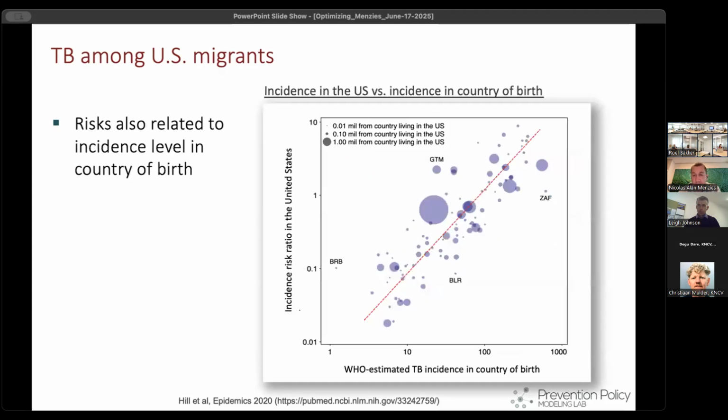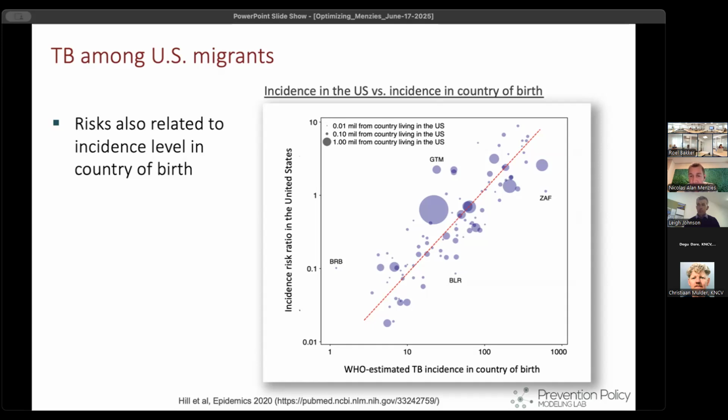Okay, so digging into that in a little bit more detail, here we're looking at plots relating country of birth and TB incidence rates in the country of birth as estimated by the WHO to their TB incidence rates in the United States. And so each dot here is a country. The size of the dot represents the number of individuals living in the United States. So for context, this very large circle is Mexico. And then we've called out some of the outlier countries. So this is Guatemala, this is Barbados, this is Belarus, this is South Africa.